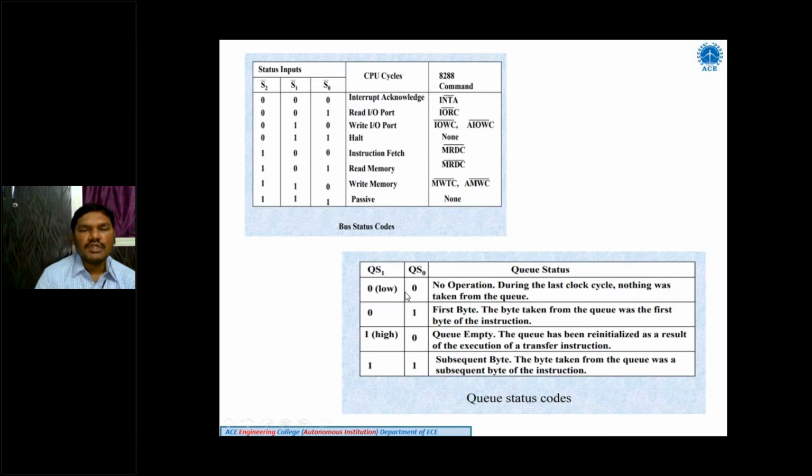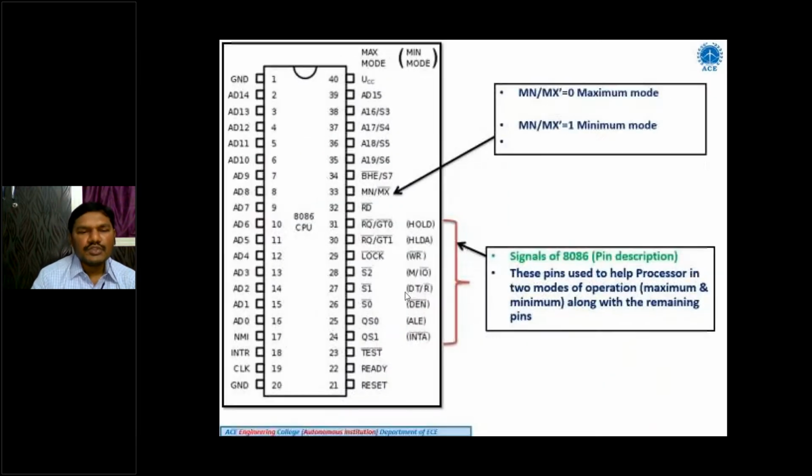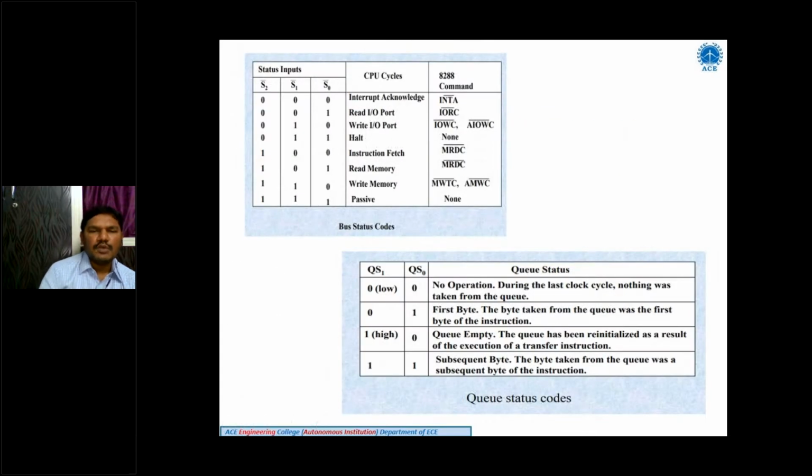Here we are having two signals, QS0 and QS1, that you can see here, pin number 24, and that's why I am giving these brackets here. So pin numbers 24 to 31 will explain whether it is maximum mode or minimum mode of operation. That is what we call the queue status.